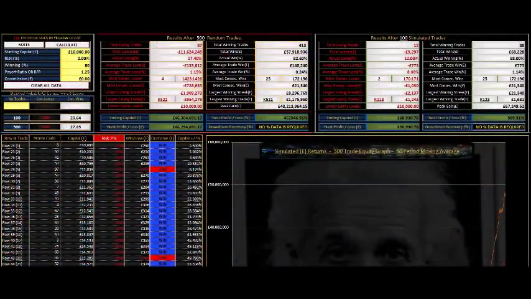So this is an example of a Monte Carlo simulator that I use, and what I like about this Monte Carlo simulator is the fact that it's got a number of key features. One of the features I like is the fact that it shows you each individual output of each individual simulated trade, and I think that's quite important.